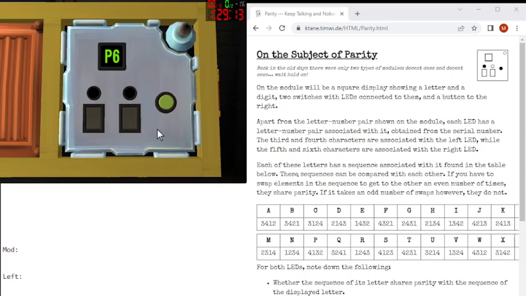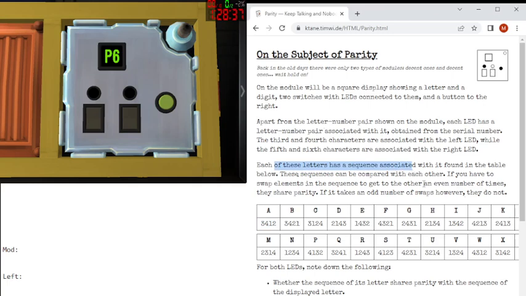So, the tricky thing about this module is that we have to take a look in the manual over here and understand what it means to talk about the parity of a string of numbers like this, right? Every letter is assigned a permutation, a way of arranging the numbers 1, 2, 3, 4. And we have to figure out what it means for that permutation of numbers to be either even or odd.